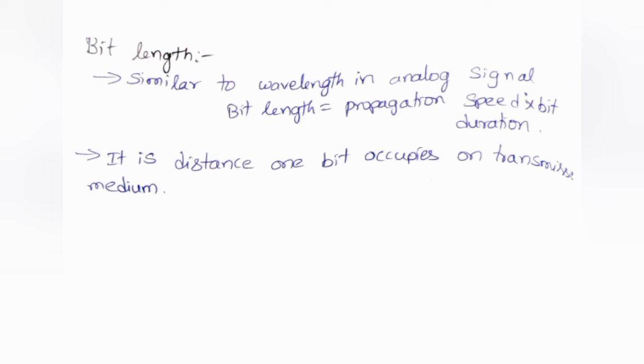So the bit length is the distance one bit occupies on the transmission medium, similarly for wavelength, the distance one cycle occupies on the transmission medium is called the wavelength. So bit length equals propagation speed times bit duration.